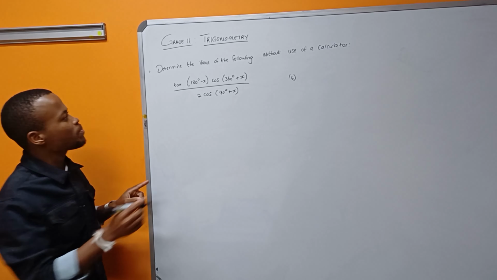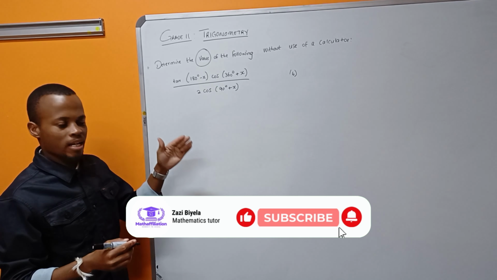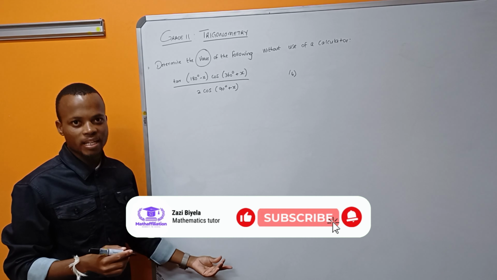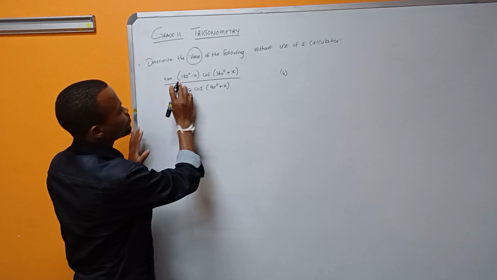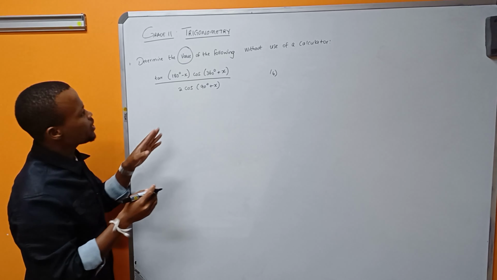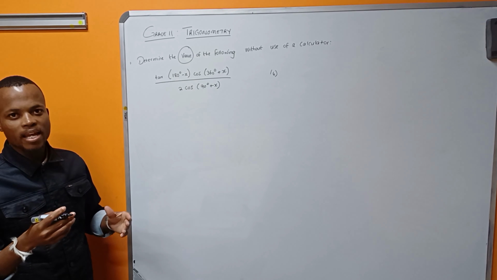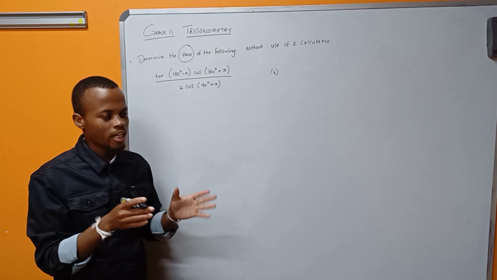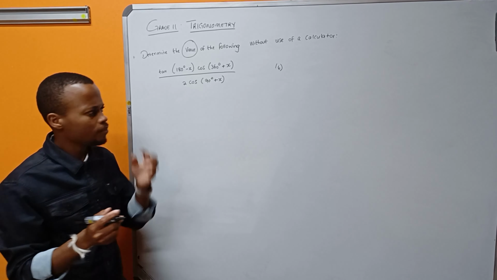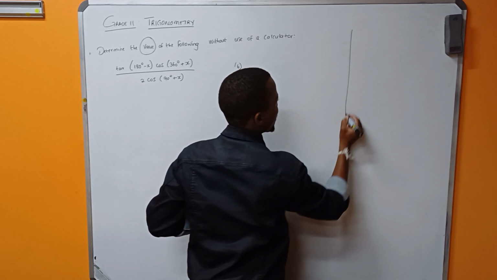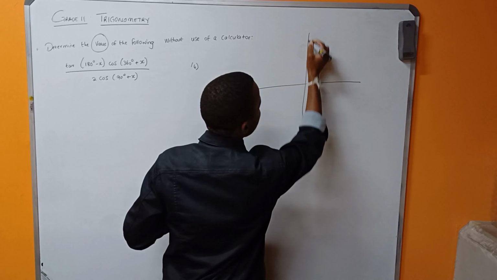The fact that they specify that I have to find a value means this expression should reach the point where it becomes a number, which is a value. The angles here are 180 degrees minus x, 360 plus x, 90 degrees plus x. The thing that will guide me in order to solve this problem is my CAST diagram. Okay, here is my CAST diagram.